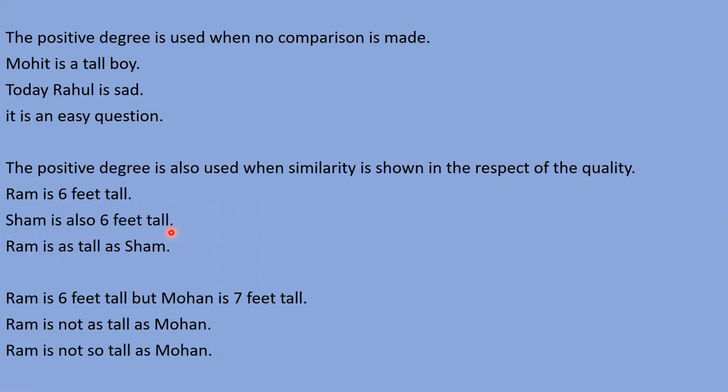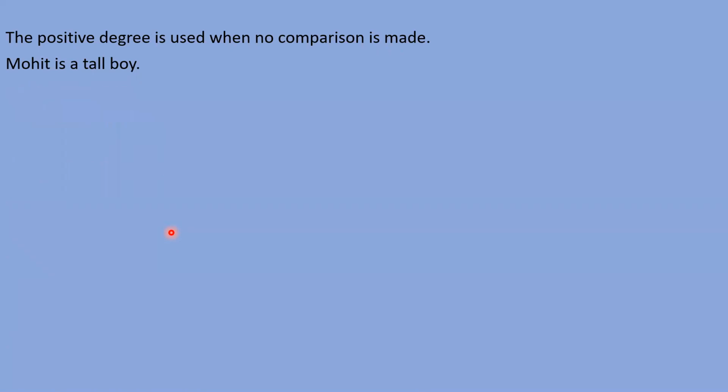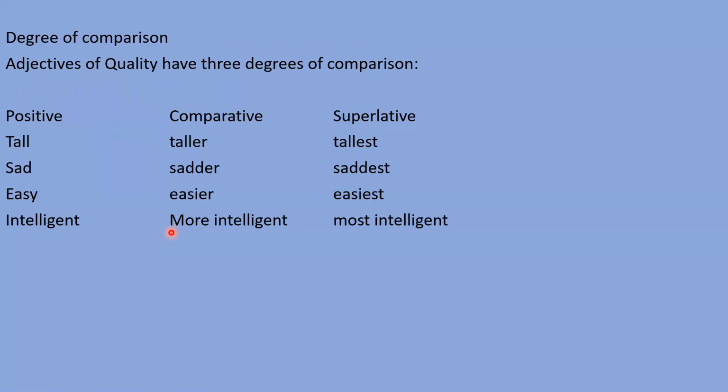So once again I tell you all these points so that there will not be any confusion. Okay, so I told you about the positive degree. Let me show you: these are the positive, comparative, and superlative. Like I say, tall, taller, tallest. Tall is positive, taller is comparative, and tallest is superlative, right? In the same way, sad, sadder, saddest; easy, easier, easiest; intelligent, more intelligent, and most intelligent, right?